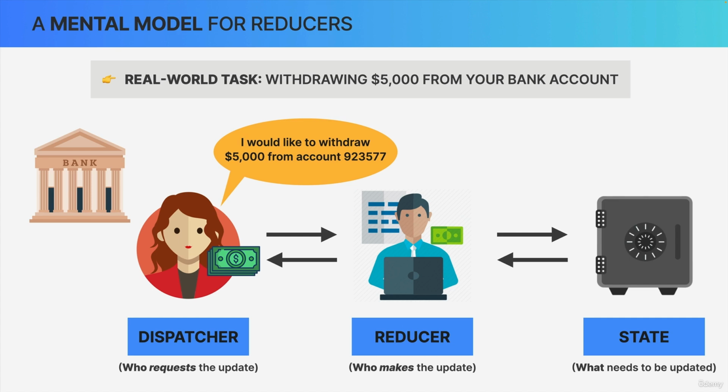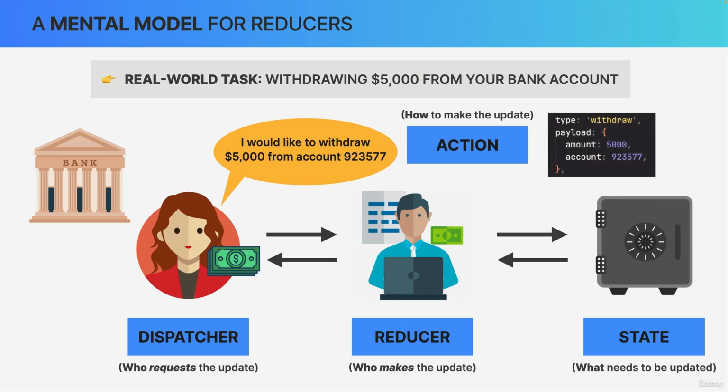But how does the person know how much money to take and from what account? They know because you told them so exactly in your request message. And so that request message is clearly the action. In this example, the action can be modeled like this, with the action type being withdraw and the payload being the data about the withdrawal that you want to make.